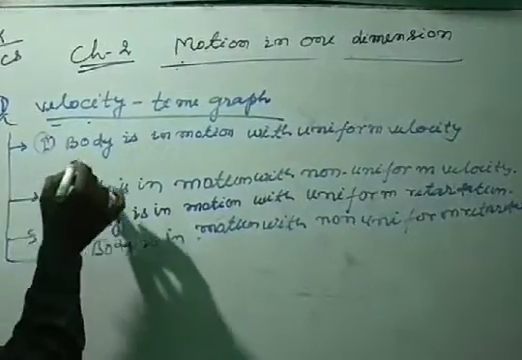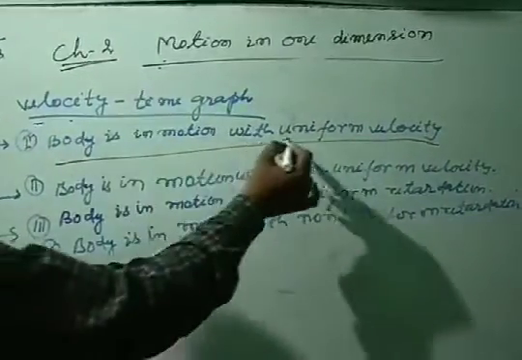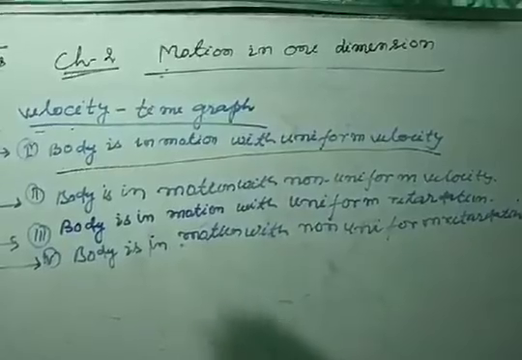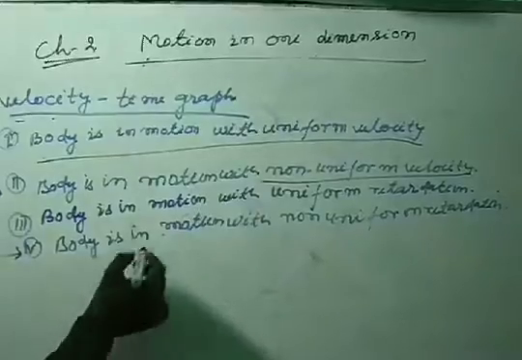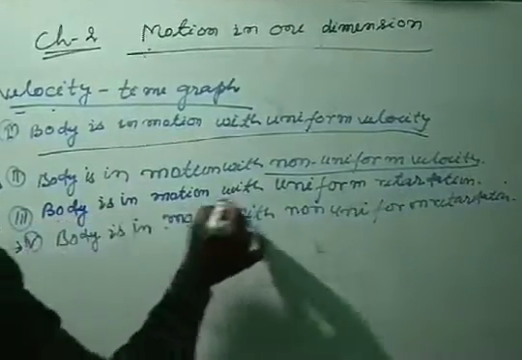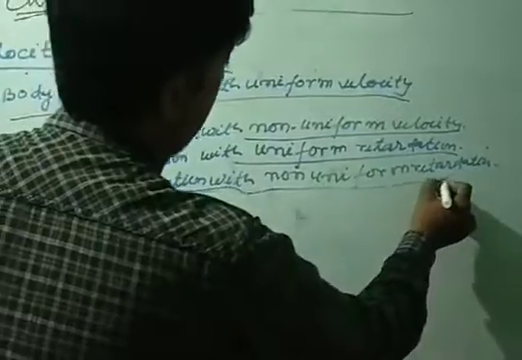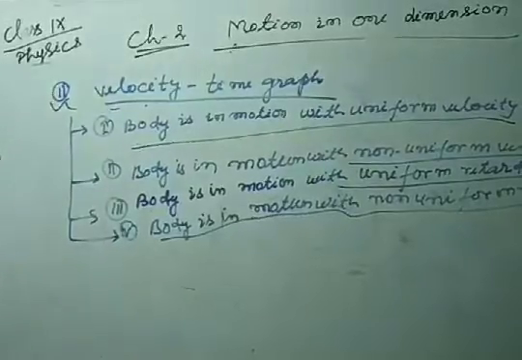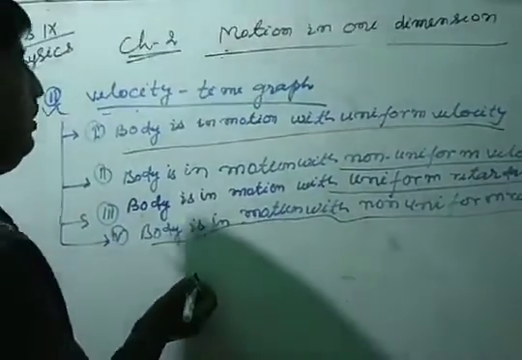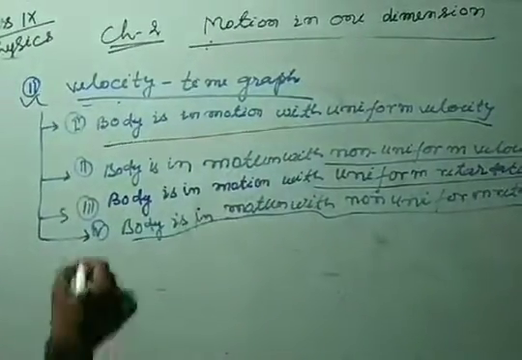First, the graph of a body when the body is moving with uniform velocity, and the graph when the body is moving with non-uniform velocity, and third, when the body is in motion with uniform retardation, and when the body is in motion with non-uniform retardations. So here we shall study the four types of graphs. Let us start with the first type of graphs, when the body is in motion with uniform velocity.